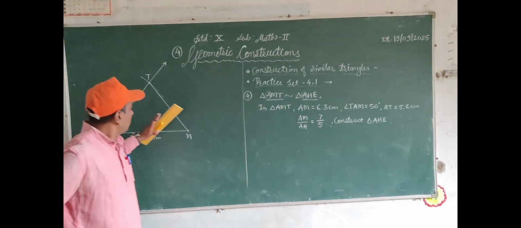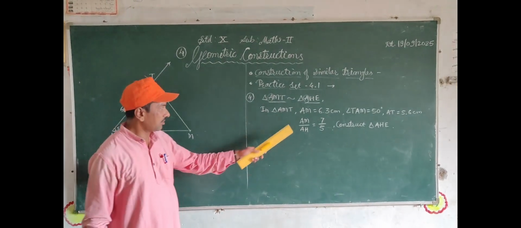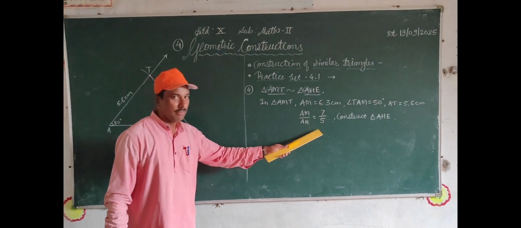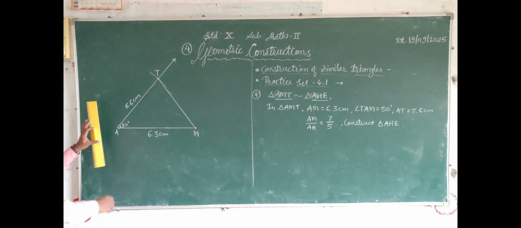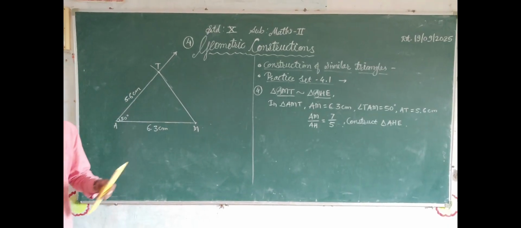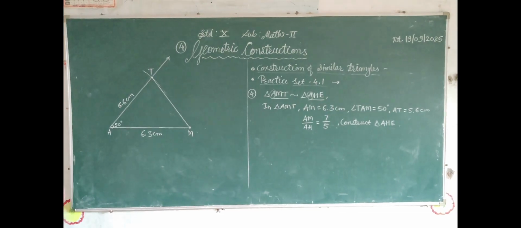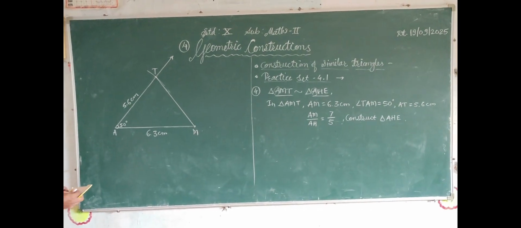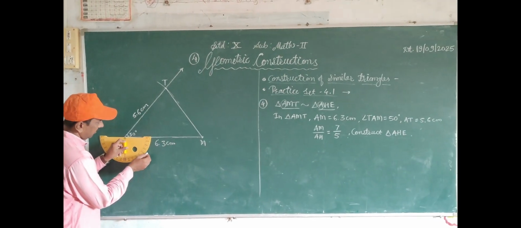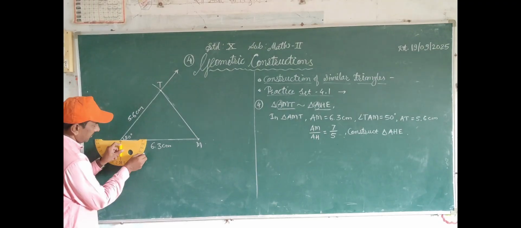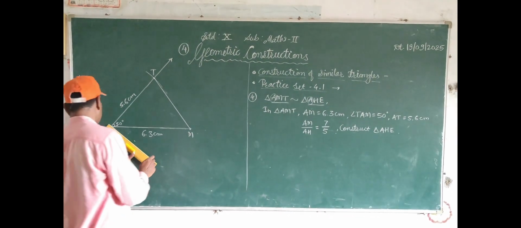Now we have to construct a similar triangle to triangle AMT, that is triangle AHE. The ratio is given, AM upon AH is 7 upon 5. The bigger number is 7. So divide segment AM in 7 equal parts by using a compass. You can take a convenient distance from point A. First of all, from point A, we have to draw an angle having 30 or 40 degrees. You can take a convenient measurement. Draw a ray passing through these 2 points.